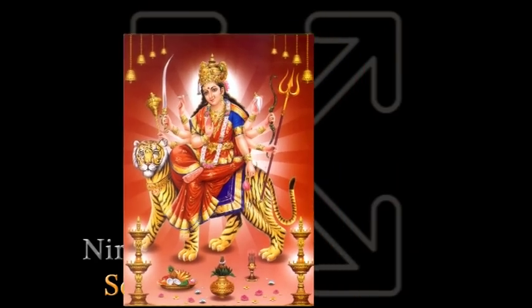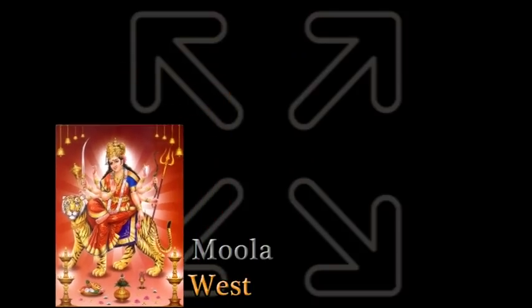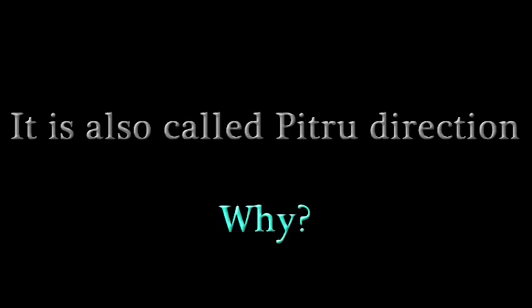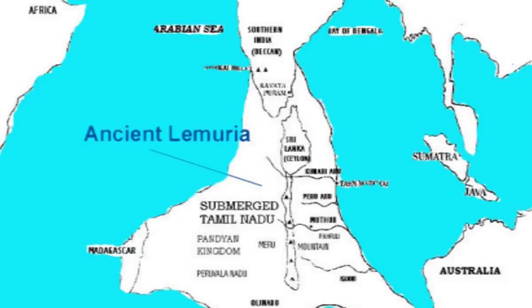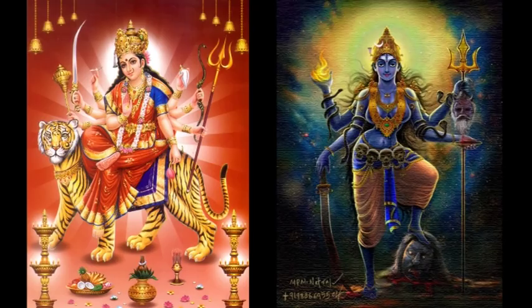They call this direction Nritya, and it is said to be related to goddess Parvati. It is also called Pitru direction. Why? We know that Kumari continent submerged under the sea. The perished forefathers are called Pitru. Now it makes sense why this direction is related to Parvati, the Kali.